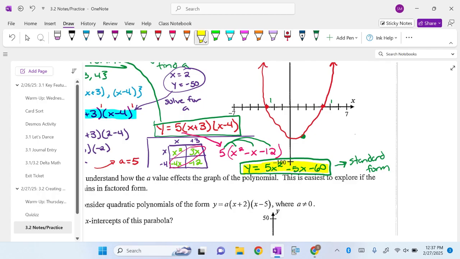So my suggestion to you is if they're trying to find a function, find it in factored form first, because then getting it into standard is easy. Factored form first because that's the easiest thing to do if you're given the roots, and then convert it to standard by doing box method or foiling or whatever. Any questions on that?